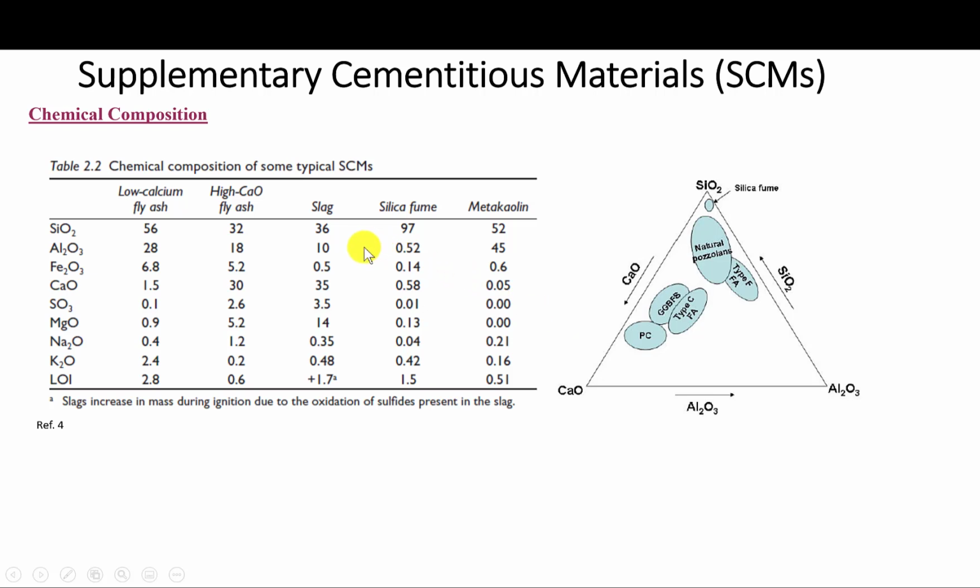Okay. The slag, of course, has typically the highest calcium content, and that's why it's classified as pozzolanic cementitious. Silica fume, look at it, has the highest silica content. Metakaolin also has fairly high silica content, but no calcium content, so it's not cementitious.